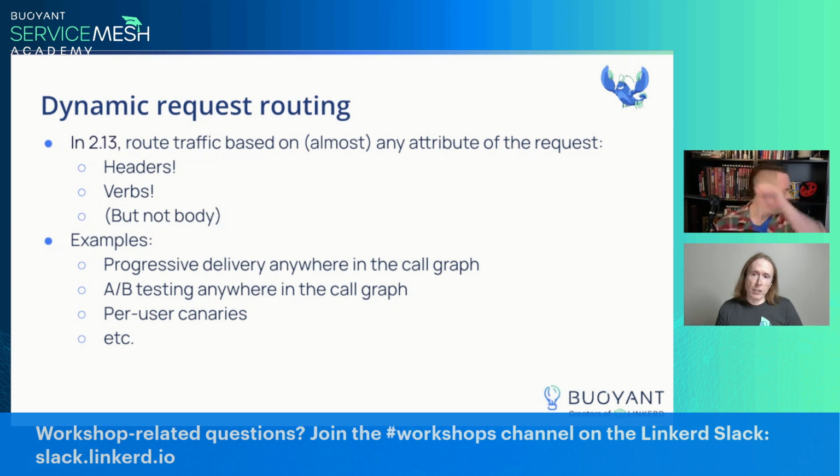Some big ones. You can do progressive delivery directly with Linkerd anywhere in the call graph, whether your Ingress controller can see that or not. We'll be showing that. You can do an A/B test, again, anywhere in the call graph, and that gives you a whole lot of power. I'll explain in a minute. You can combine the two, and do a canary only for certain users. There's a ton of different ways you can mix and match this stuff. There's a lot of flexibility in there.